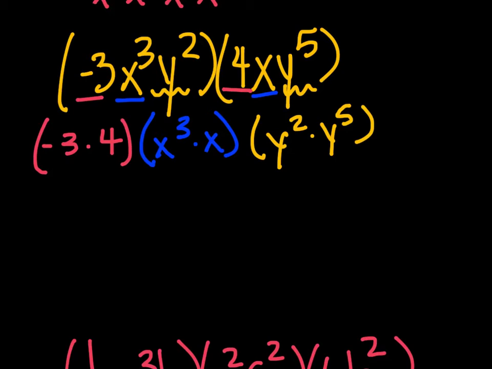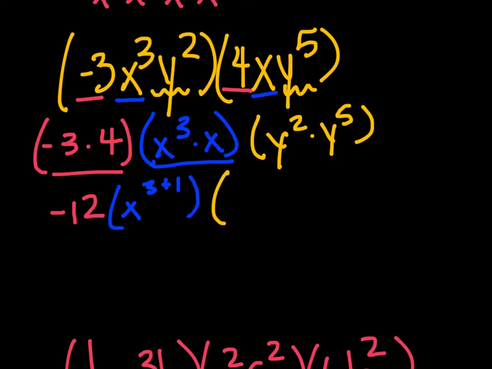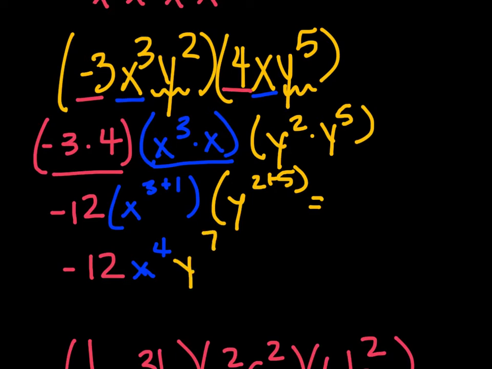So let's do the math. Negative 3 times 4 is negative 12. X to the third times x, that's essentially x to the third plus 1. And then we have y squared plus 5. So that can all be rewritten as negative 12, x to the fourth, y to the seventh. Done. Final answer. Awesome.